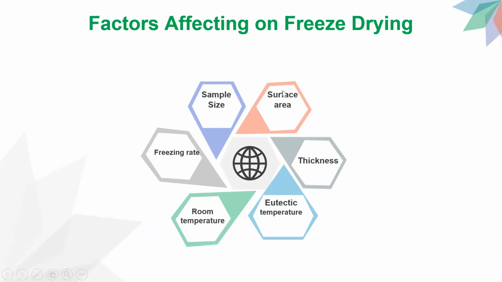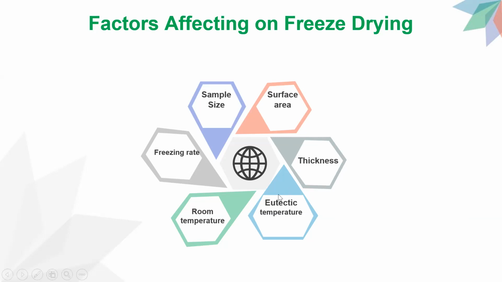Surface area: as the surface area increases, it speeds the sublimation process, and you can increase the surface area by using shell freezers that provide a thin layer of the sample around the wall of the flask. Thickness or viscosity of the sample: as the sample is very viscous, the removal of water from the sample will be difficult, so dilution of the sample should be done.